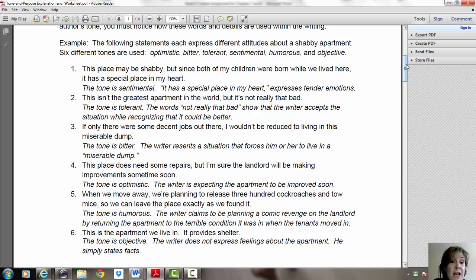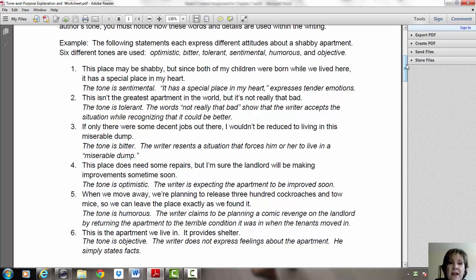Number 1: This place may be shabby, but since both of my children were born while we lived here, it has a special place in my heart. What would be the tone of that? It would be sentimental. It has a special place in my heart. Expresses tender emotions. Number 2: This isn't the greatest apartment in the world, but it's not really that bad. What's the tone out of all of these that we've got? Tolerant. The words not really that bad show that the writer accepts the situation while recognizing that it could be better.